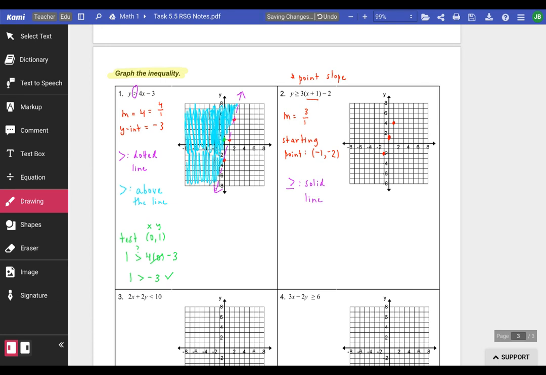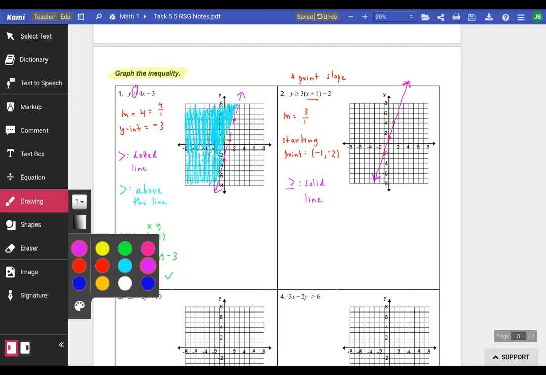So I'm going to try again to use my ruler. It's a little weird on the screen, but it helps me be a little better. So I've got a solid line. I'm going to put my arrows on either side. And then last but not least, I have to decide where to shade.